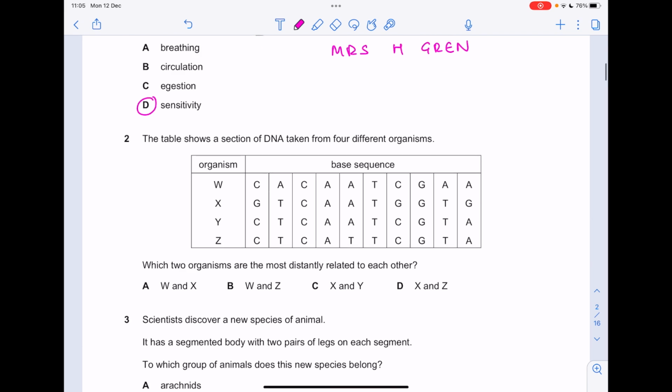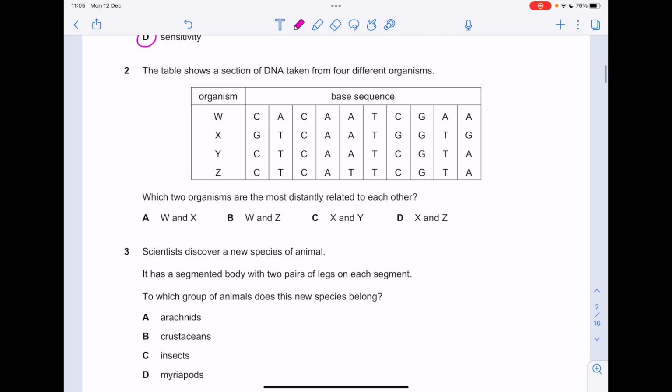The table shows a section of DNA taken from 4 different organisms. Which 2 organisms are the most distantly related to each other? The key word there is distantly. So, we are looking at the base sequence. As you can see down here, Y and Z, they are unbelievably similar. Look at their base sequences aligning. In fact, they're the same.